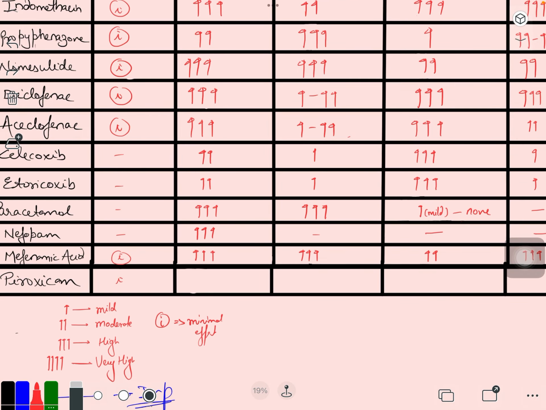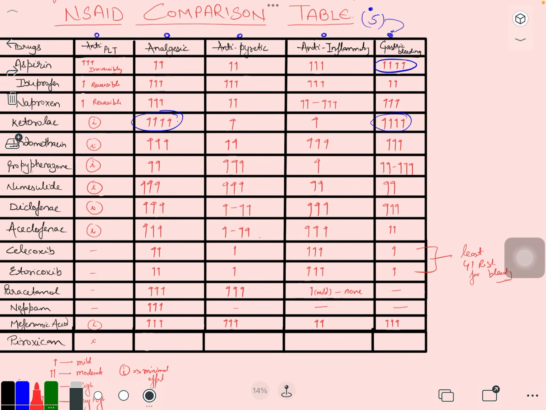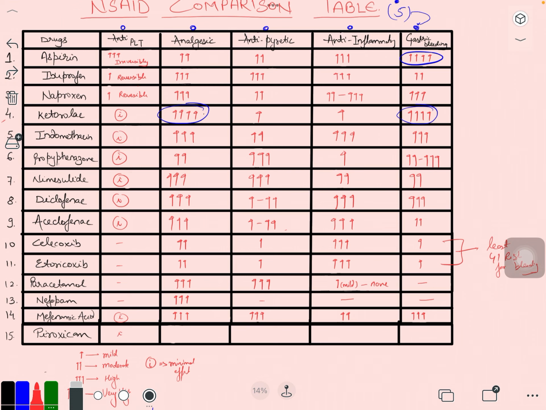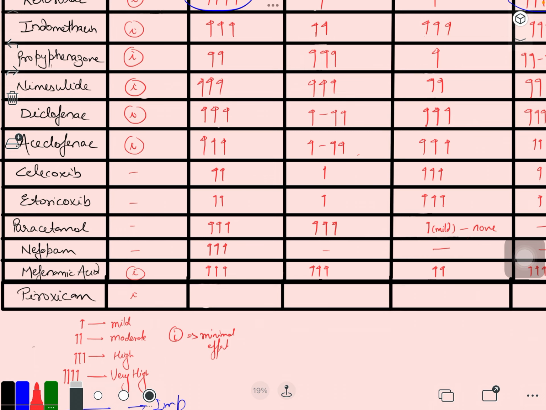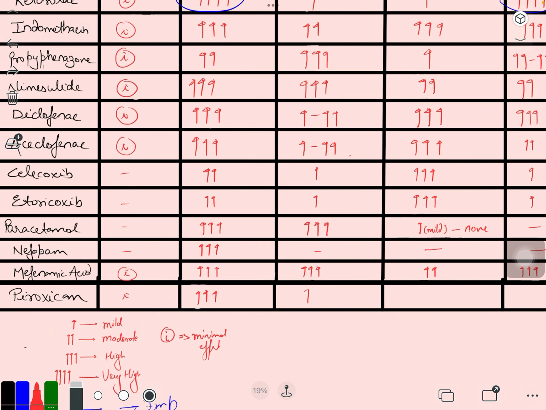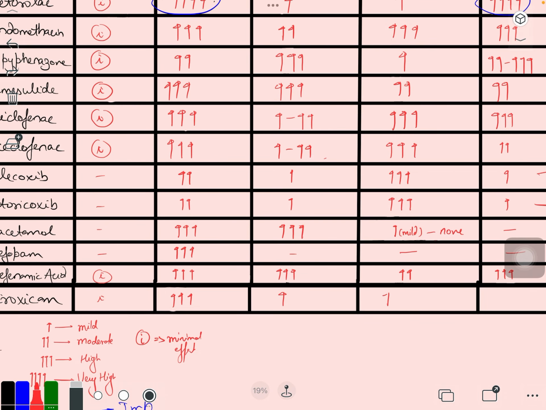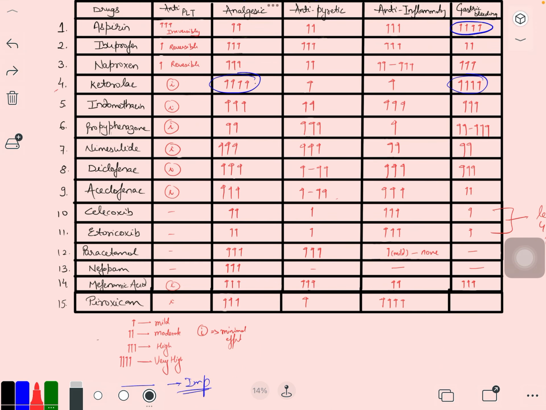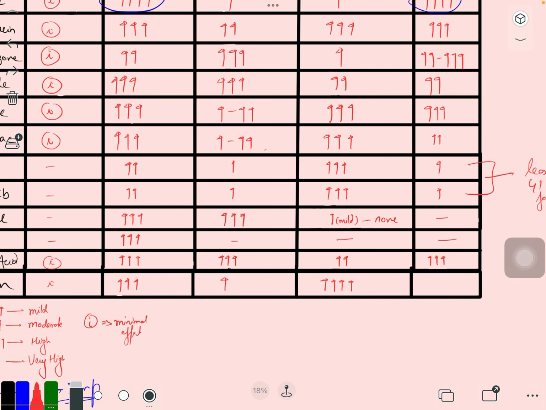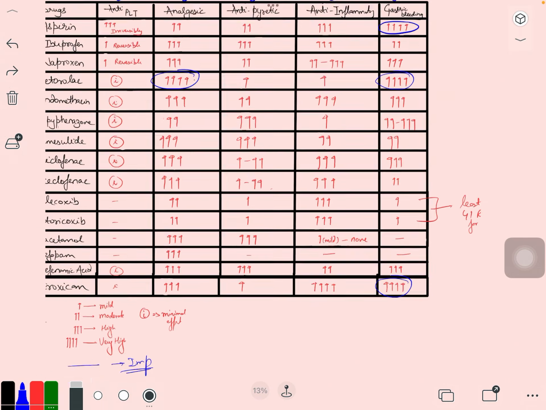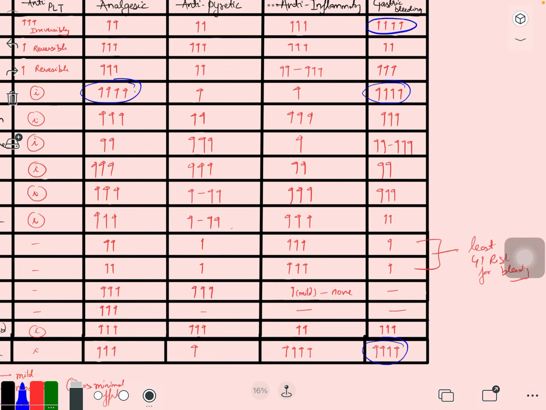So mefenamic acid has high analgesic property. It has a high antipyretic property, mild to moderate anti-inflammatory property, and high risk for gastric bleeding. Piroxicam has high analgesic property. It has mild antipyretic property, and it has a very high anti-inflammatory property, right? If there's inflammation, you can choose this. However, we have to pay the price because it is also among those drugs which has a very high risk to cause GI bleed, right?